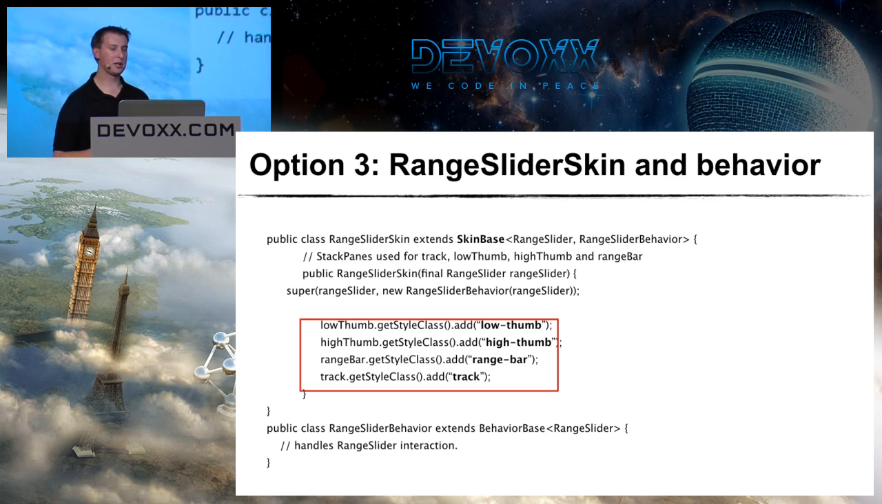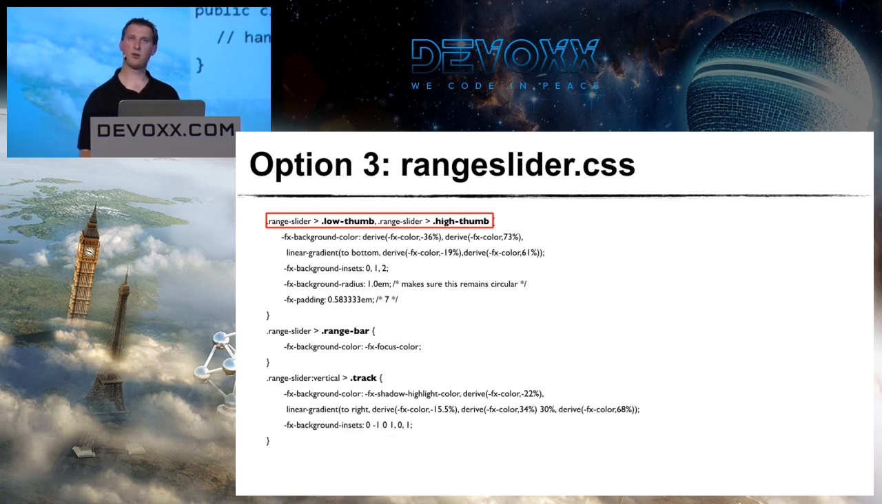The other important thing inside the skin, as per usual, is to set the style class for all the little parts that make up the range slider: the low thumb, the high thumb, the blue bar in between them, the range bar, and the track behind them. And we set the style class on all of these so that once again they can be accessed using CSS.